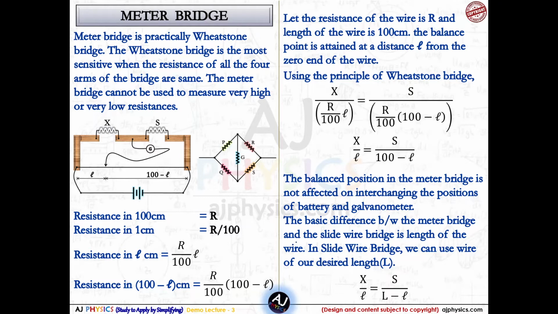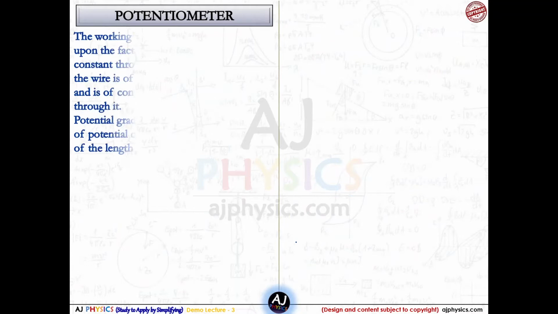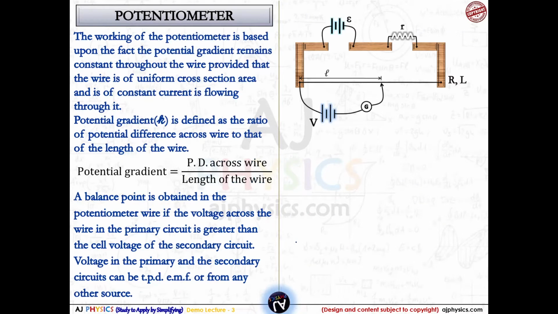And the numericals related to the Wheatstone bridge we can discuss in the next session, whenever we get it. Let's see. Now, in the potentiometer, the diagram which you will see in most of the books will be like this.